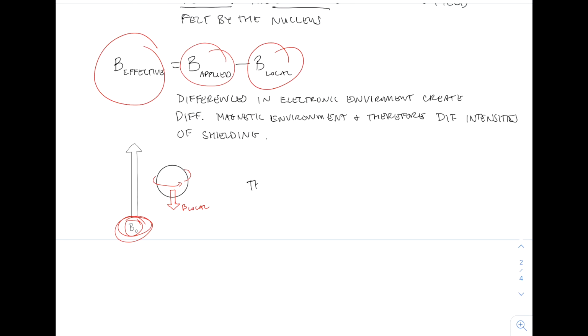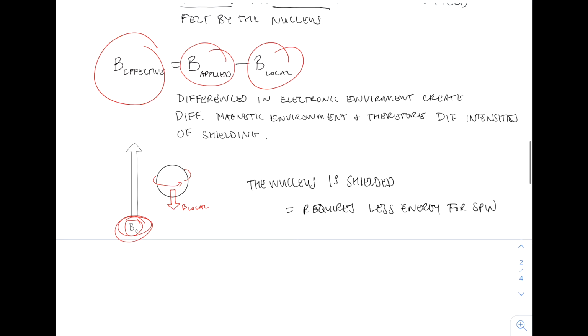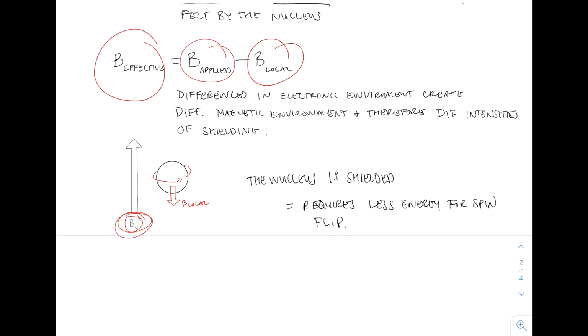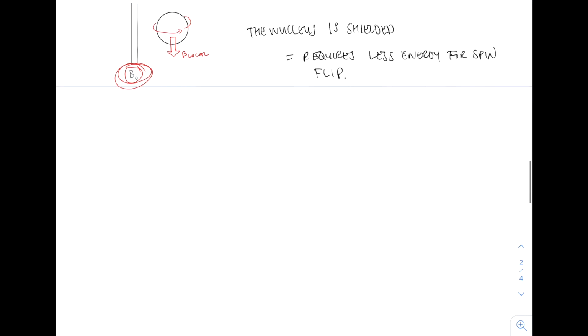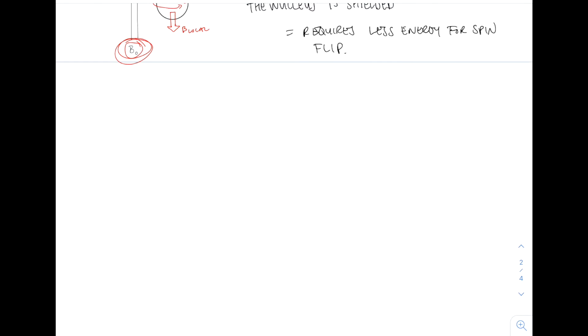And so the nucleus is shielded. Okay, and this requires less energy for spin flip. Okay, and so what that's going to look like requires us to introduce what an NMR spectrum looks like.